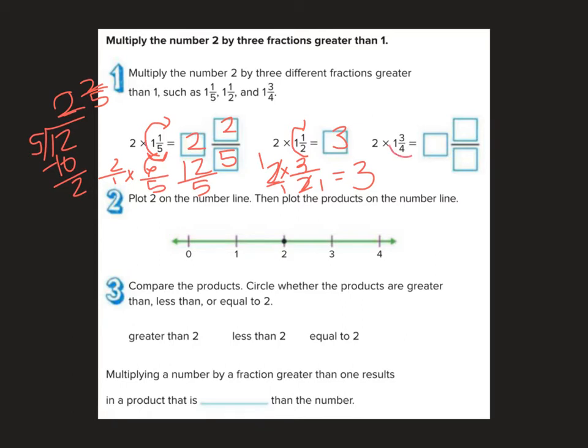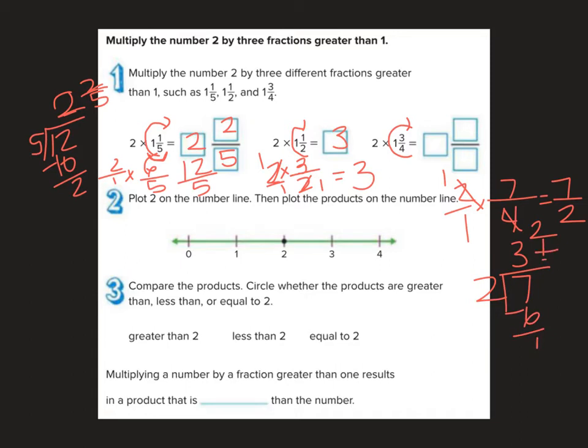All right, now I'm going to circle up here. 4 times 1 is 4, plus 3 is 7/4 times 2 over 1. Let's reduce. Divide by 2, divide by 2. So I'm going to get 7 over 2. 7 divided by 2 is 3 and 1/2. Okay, so plot 2 on the number line, then plot the products on the number line.